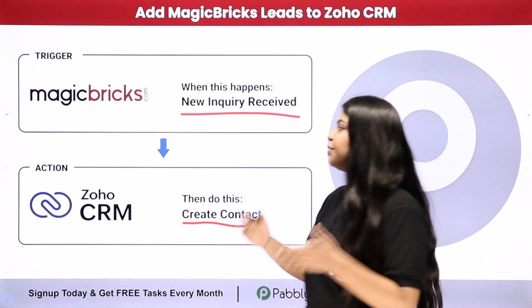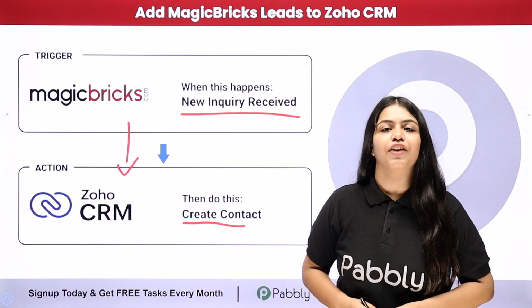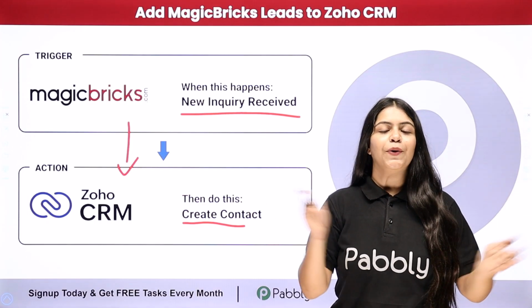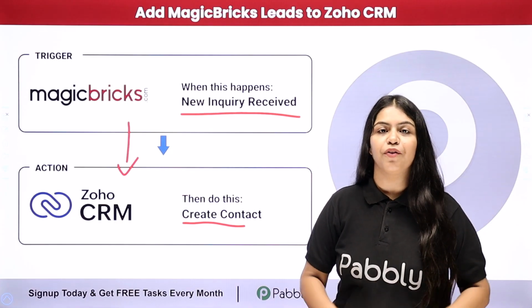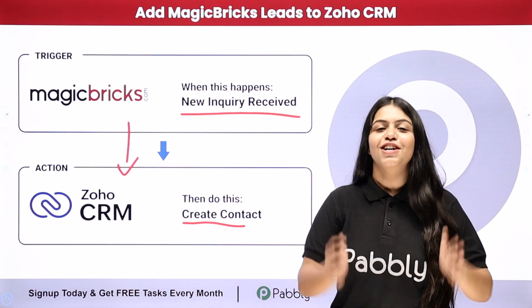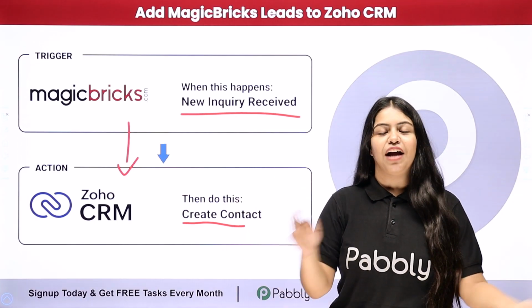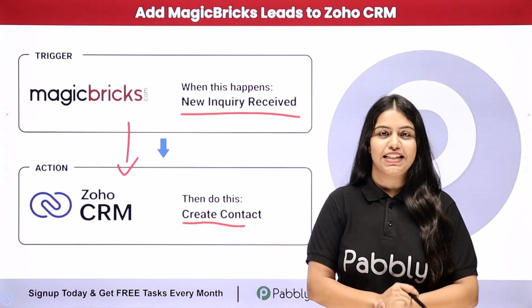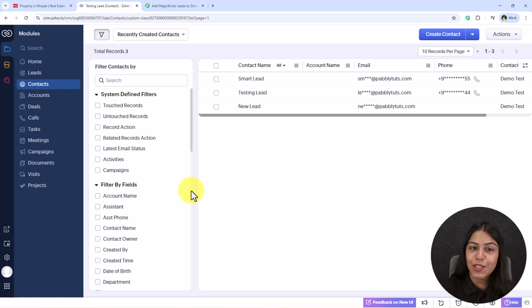So to do this, we are going to create a connection between MagicBricks and Zoho CRM, and we are going to create this connection without knowing any programming or coding language, using an amazing automation software which is Pabbly Connect. So if you also want to create this amazing automation for your own business, then for that you have to come with me towards my screen. Welcome to my screen everyone. So let's begin and create a connection between MagicBricks and Zoho CRM.